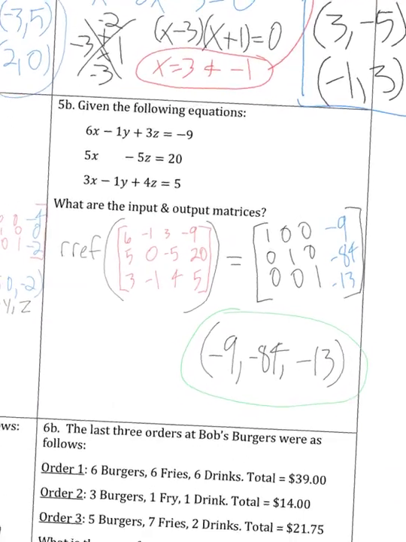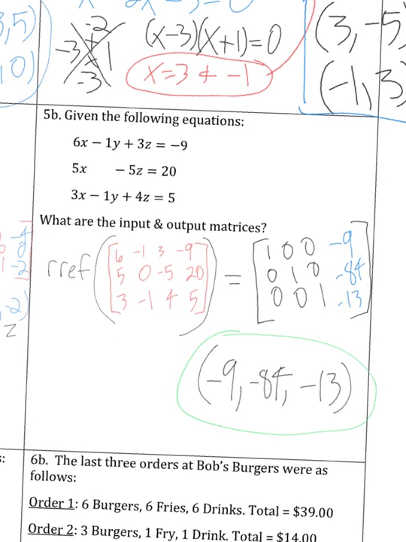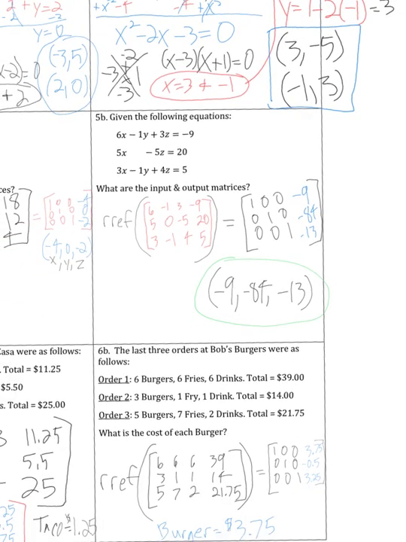Alright, so this one you had to use the calculator, convert it to a matrix. Just know that there's no y term in this middle one, so make sure you put a 0. And I got -9, -84, -13. So x is -9, y is -84, z is -13. Don't forget to do the RREF and put it in parentheses.